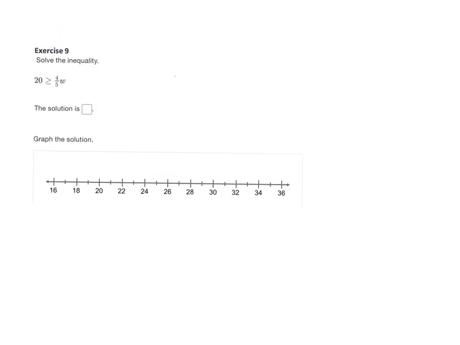I'm going to rewrite this one as 20 greater than or equal to 4/5 w. The easiest way to get rid of a fraction when it's tied to a variable by multiplication is to multiply by the reciprocal. What is the reciprocal of 4/5? It's 5/4. So make that a fraction. So over here on the right hand side, 4/5 times 5/4 is 1, and 1 times w is w.